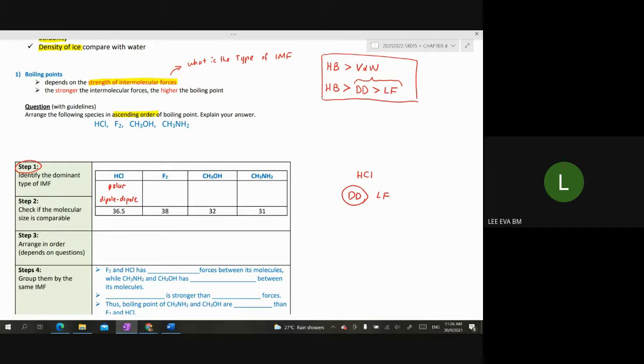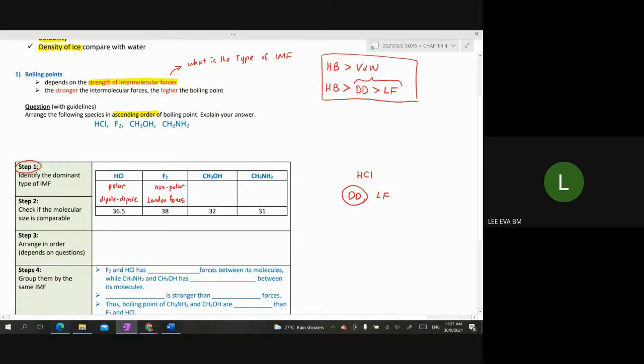Okay, how about F2? Is it polar or non-polar? Non-polar, F2. Non-polar sebab dua atom adalah atom yang sama, right? So forces apa yang ada? London forces. Alright, only London forces.